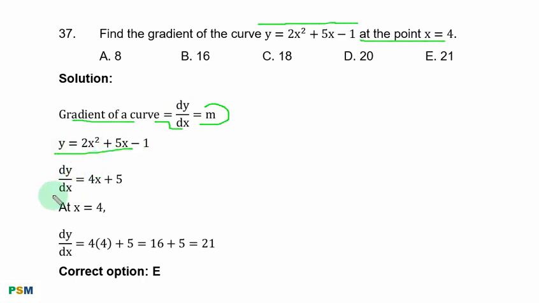You have the curve. So the gradient is equal to 4s plus 5. You differentiate using power rule of differentiation. At s equal to 4, you come here and replace s with 4. So the gradient becomes 4 times 4 plus 5. That is 16 plus 5 equal to 21. The correct option is E.